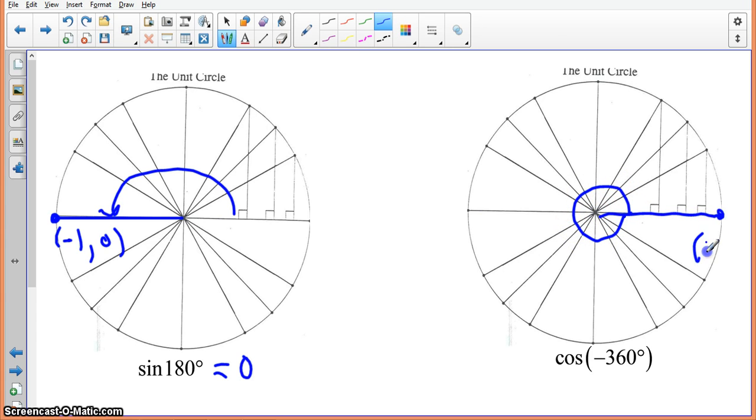And then the coordinates here are 1, 0. So remember, we're dealing with cosine, which is the x coordinate, so the answer is 1. Alright, so there you go. We'll of course do more of these in class, but hopefully this gets you a good head start.